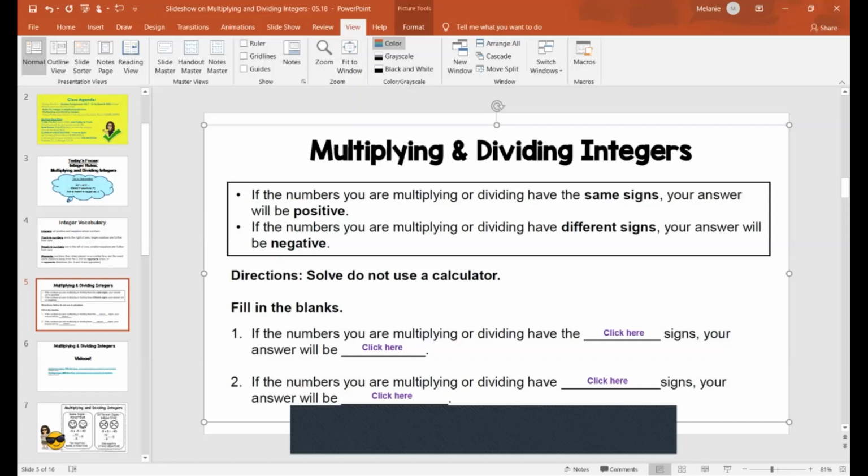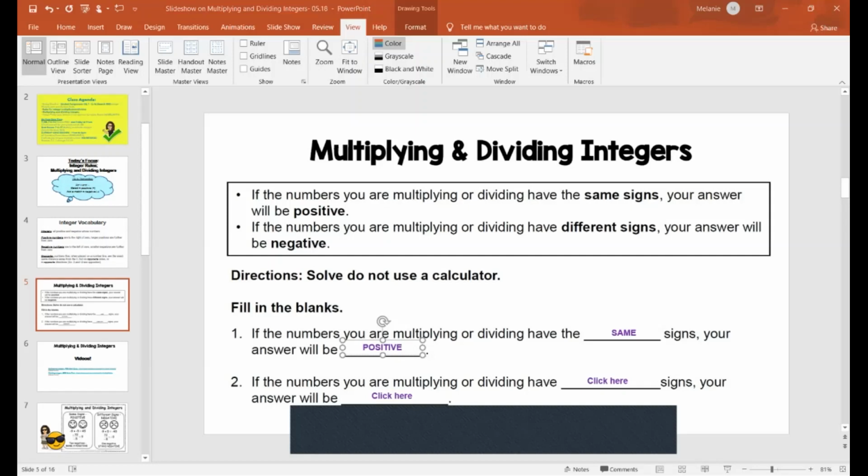Okay, so if the numbers you're multiplying or dividing have the blank signs, your answer will be blank. And then the next one says the same thing, I think. If the numbers you're multiplying or dividing have blank signs, your answer will be blank. If they have the same signs, the answer is right above. Your answer will be, what is it, guys? Positive.